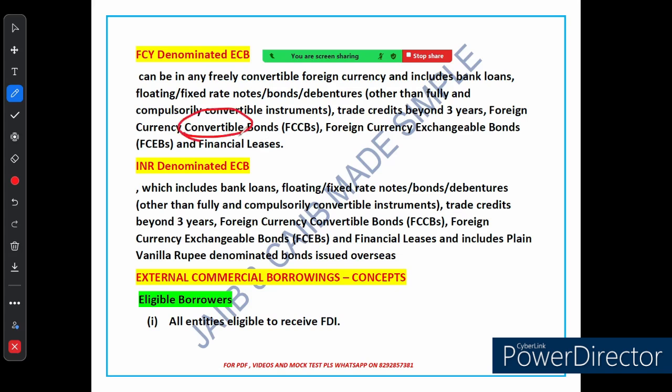As the name suggests, convertible. So what is convertible here? These bonds can be converted to shares at a later date. The company gives the bondholder an opportunity to convert the bond into shares, right? So that is called foreign currency exchangeable bond and convertible bond. To summarize this slide, whether it is foreign currency or Indian rupees, a company in India can borrow money in many different ways through ECB, that is external commercial borrowing. And now you know the difference.